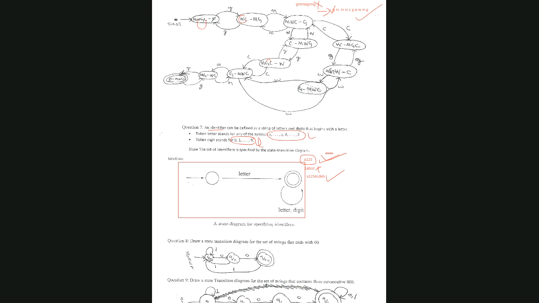Okay, so now let us see another problem. You will understand nicely. Draw the state transition diagram for the set of strings that ends with 00. Let me give you some more examples in this case. Suppose I have 100, and I have only 00. I have 0010. Then I have 001001.